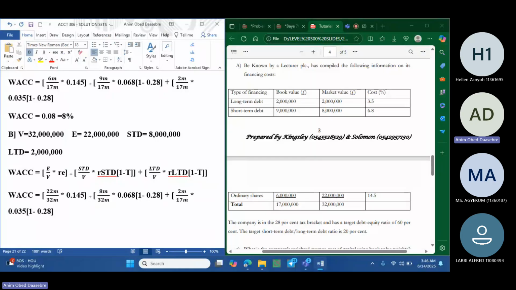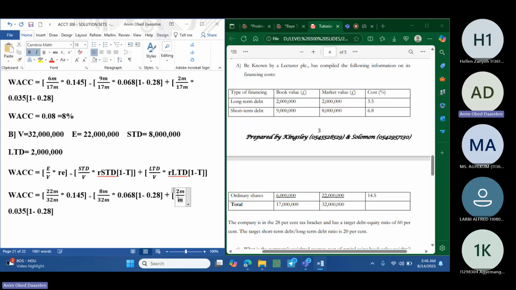The tax also remains the same. Move on to the long-term debt. The long-term debt too is 2 million, and the total is 32 million. Multiply by the cost, which is 3.5% minus the tax adjustments. So this one to the what could be what?